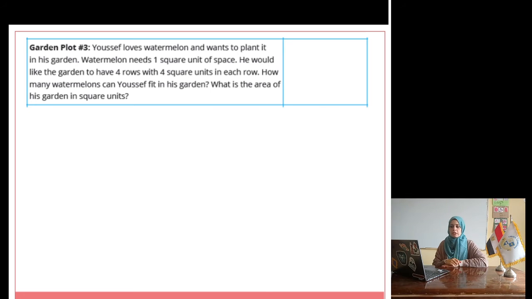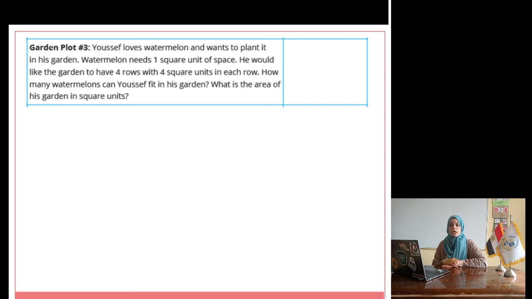Plot number 3. Yusuf loves watermelon. He wants to plant it in his garden. Watermelon needs 1 square unit of space. He would like the garden to have 4 rows with 4 square units. Underline 4 and 4. This is the garden for Yusuf.